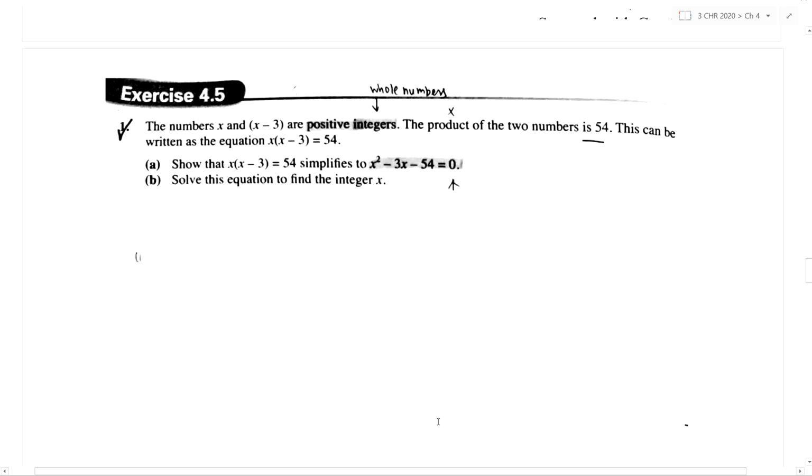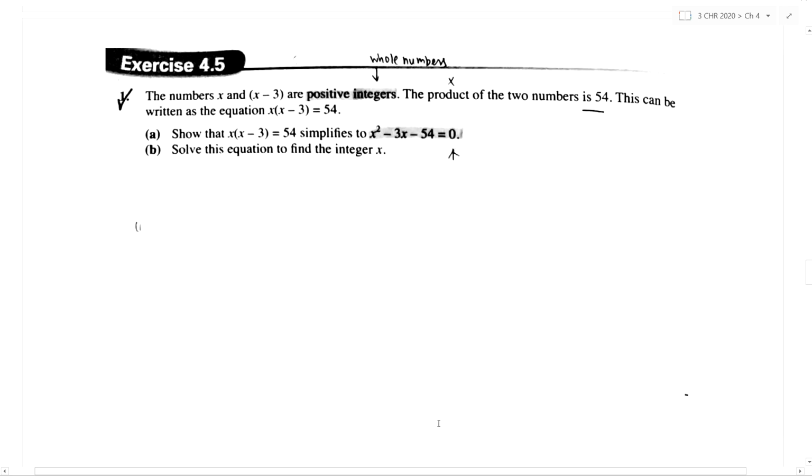Okay, let's move on to exercise 4.5. There are two numbers over here. What is our first number? Sarah, can you tell me what the two numbers are first before you go? No, you just read the numbers. What are the two numbers? Okay, so the two numbers are x and x minus 3.